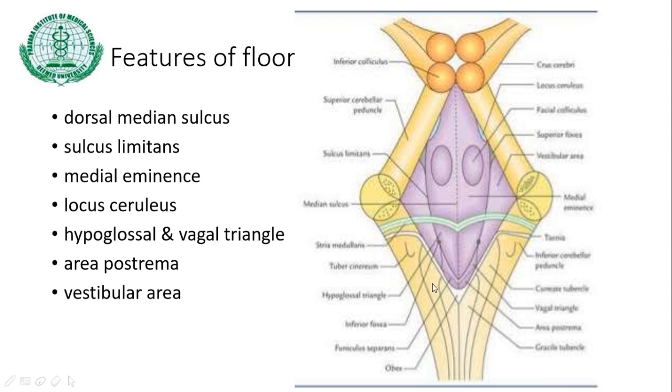Now the area postrema is rich in neuroglial and neuronal tissue which is devoid of the blood-brain barrier, and electrophysiological studies show that this area is related with the vomiting center and a respiratory center.